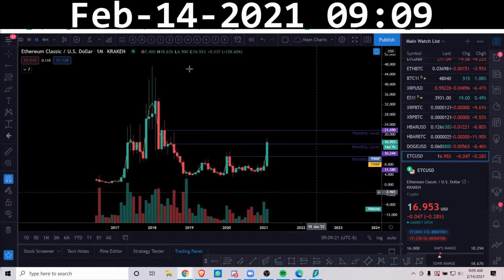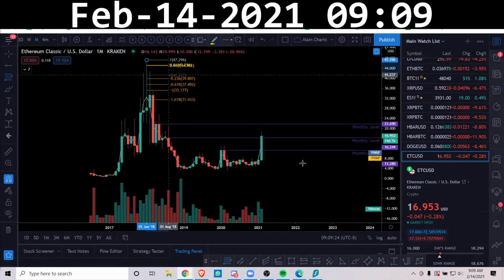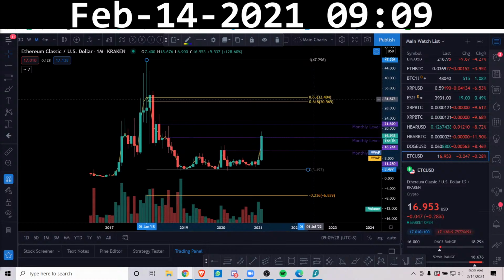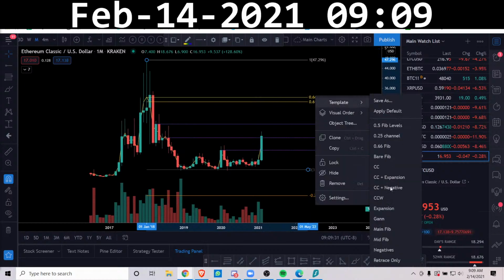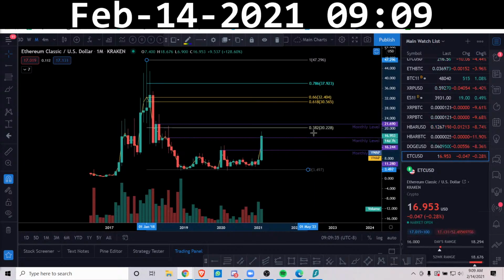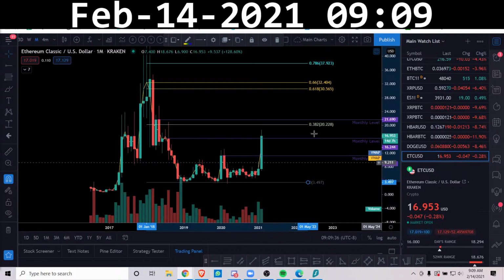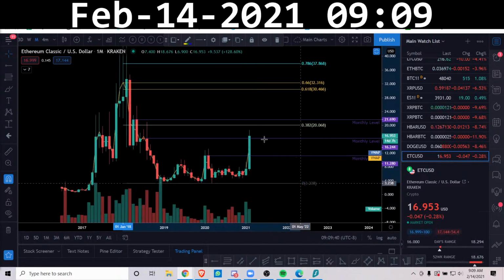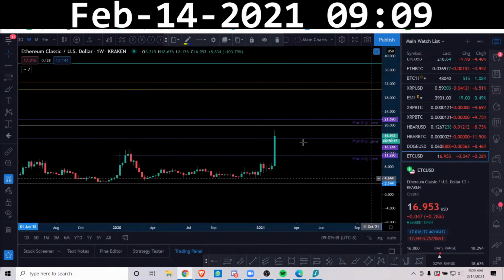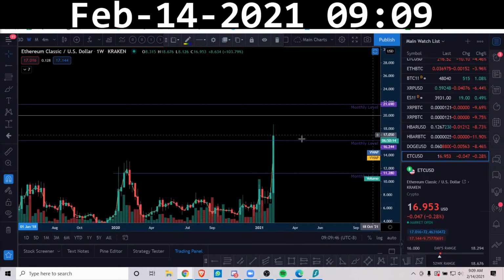And let's pull a fib from here to the lows here. Looks as though we're up against 0.32 resistance. Not quite there yet. Just go down to the weekly. Yeah, so you're probably going to get that weekly close above this, which is pretty bullish.